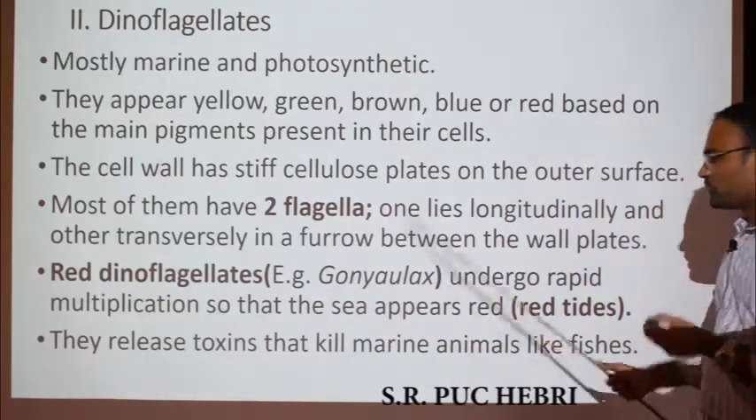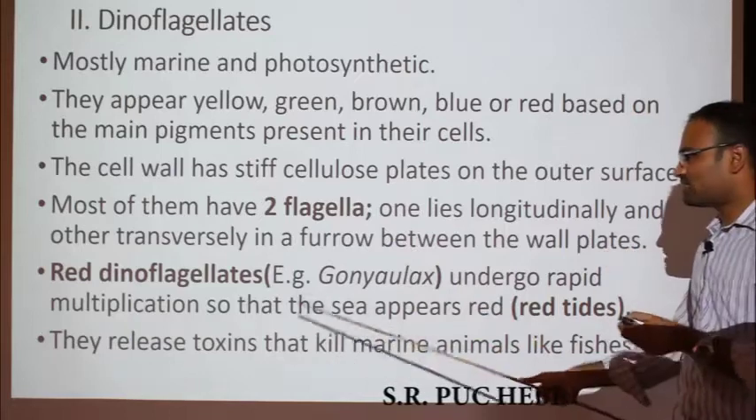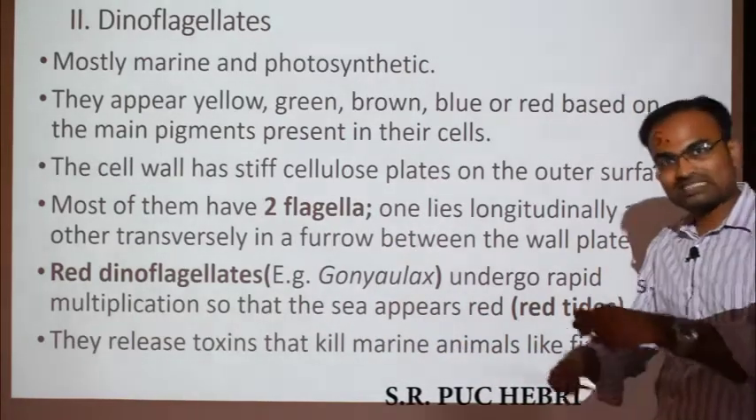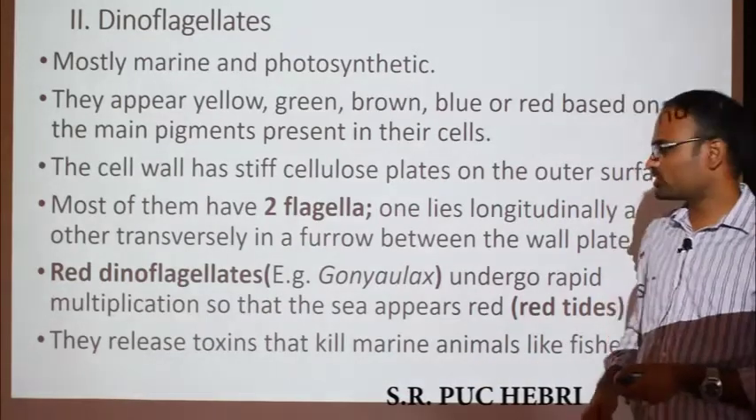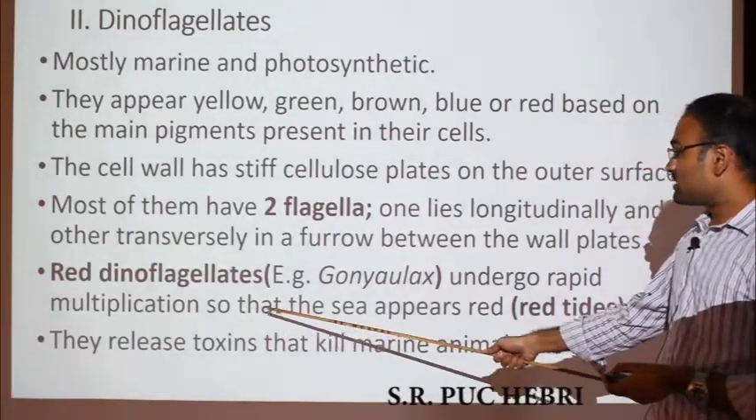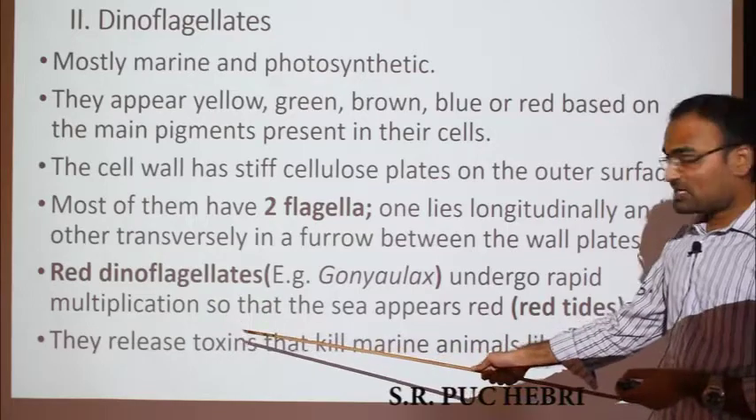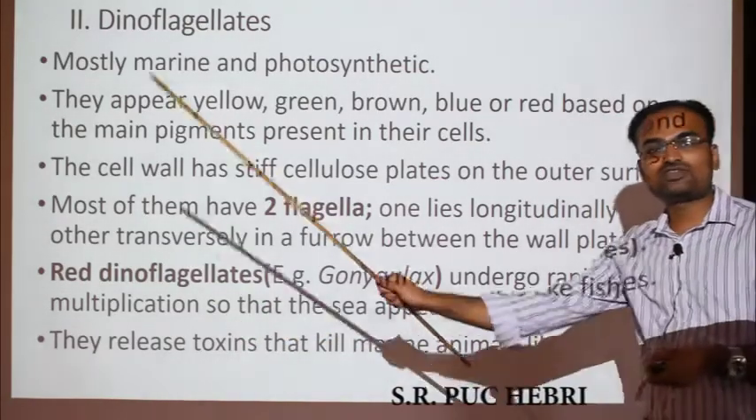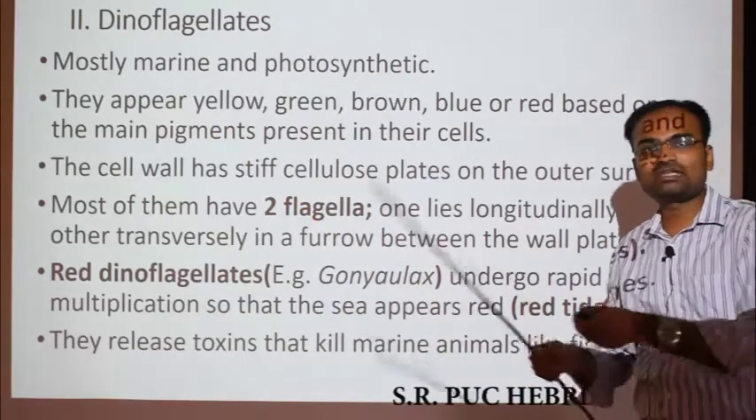The peculiarity of these red dinoflagellates, red pigment possessing dinoflagellates, for example Gonyaulax: whenever they undergo rapid multiplication, that means rapid cell division for reproduction, what will happen due to rapid multiplication? The sea appears red in color. The entire surface of the ocean appears red.